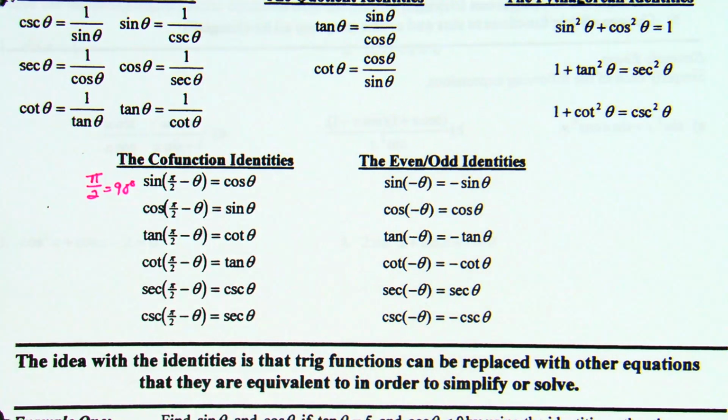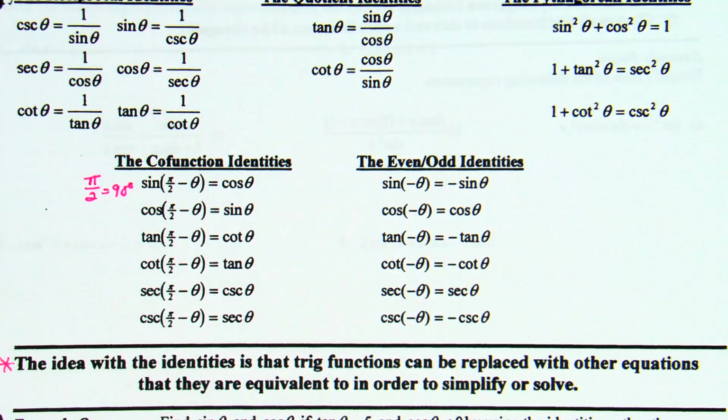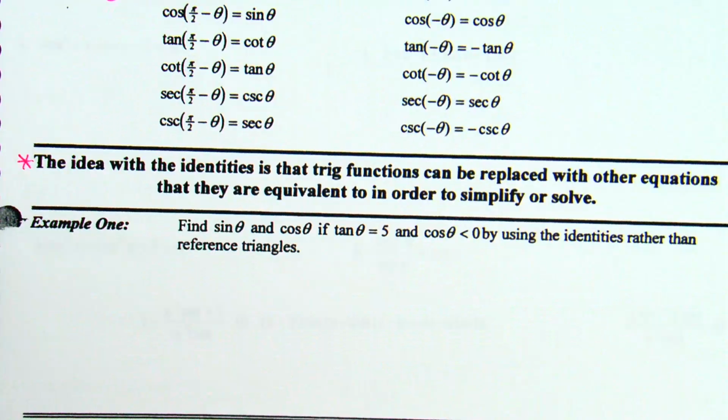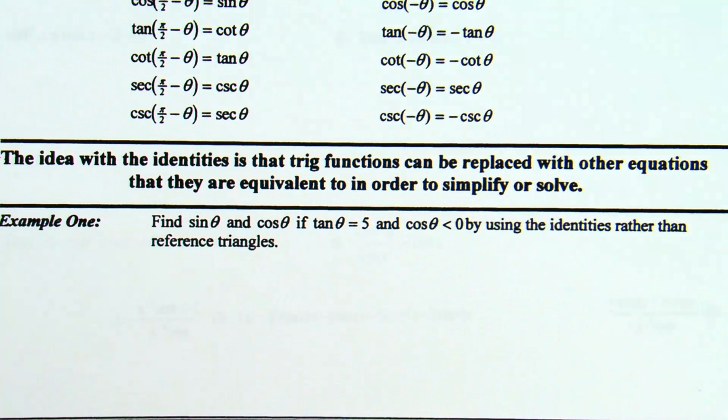Okay, so the idea is, when we start looking at things, what can we replace things with from our identity list? So, I suggest we look at example 1 and see if we can get some ideas going here. Example 1 is asking us to find sine of theta and cosine of theta, given that tangent of theta is 5 and cosine of theta is less than 0, by using the identities rather than reference triangles.